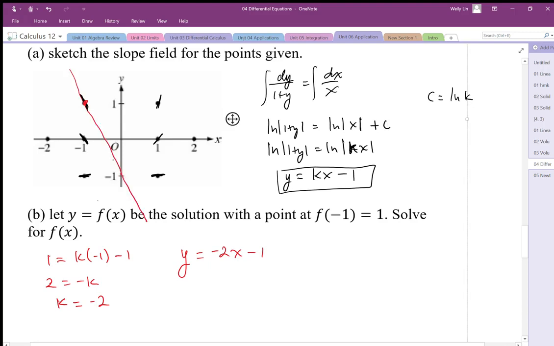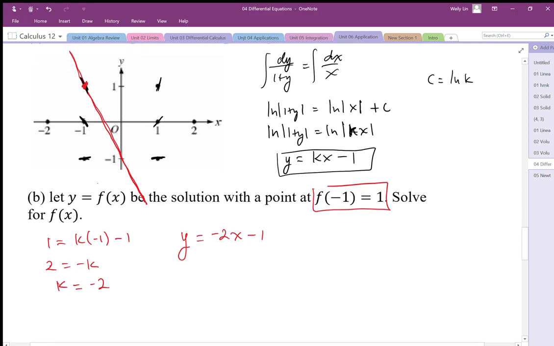And that's the solution that goes through that particular point of negative 1, positive 1. Our slope field kind of indicates that that's in fact true. We found the slope from the derivative, and we found the slope from the actual solution to the function. So they both correspond to each other.